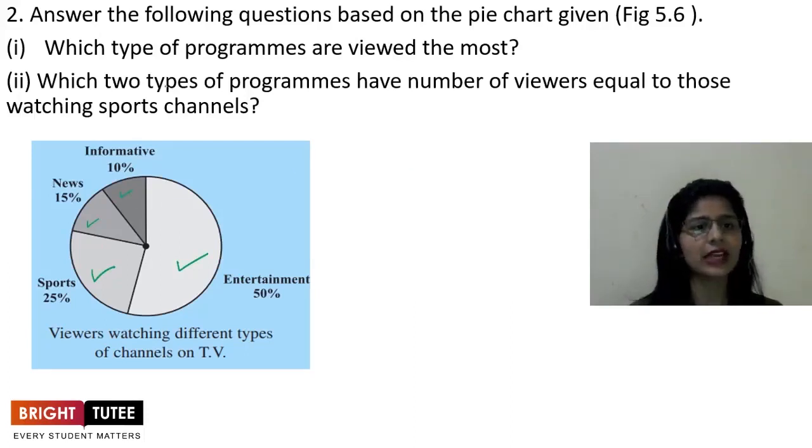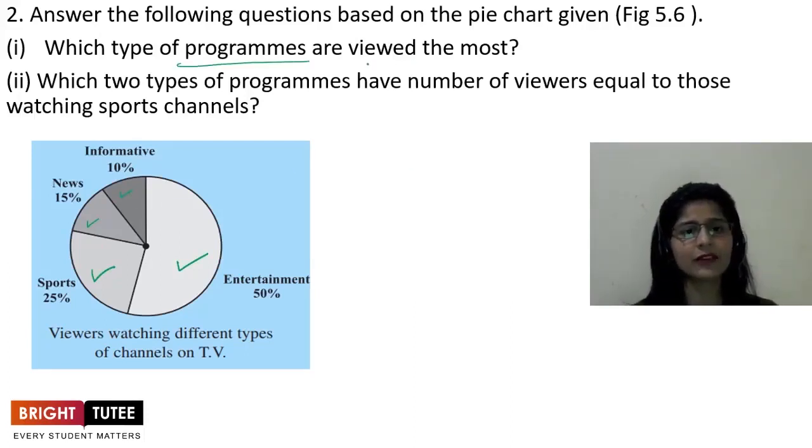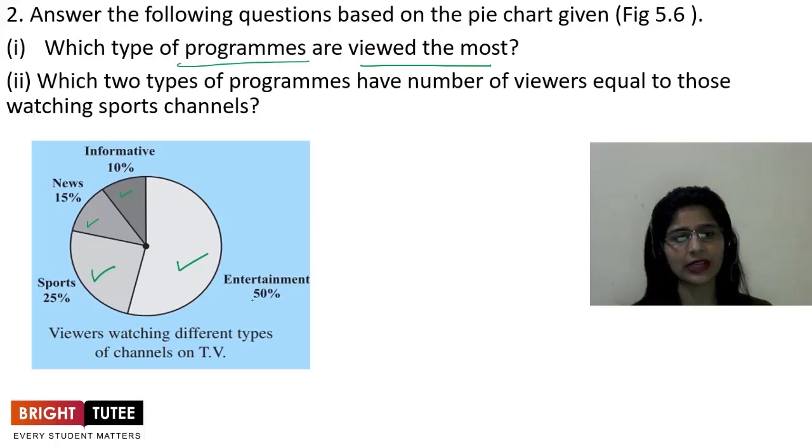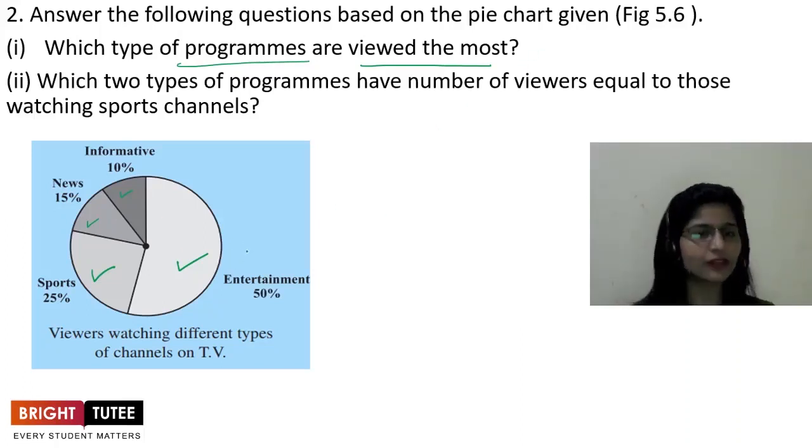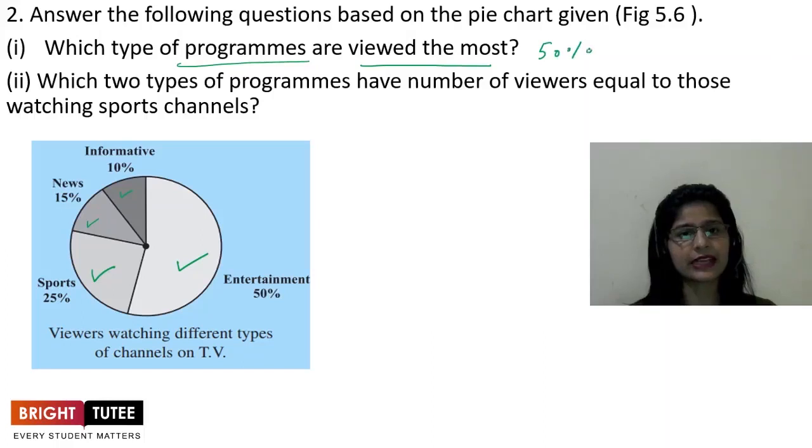So they are now asking which type of programs are viewed the most. Most of the people who are watching the program, it is the entertainment one, right? We see it is 50%, the maximum percentage out of all. And what is the program name? It is entertainment. Clear? So entertainment channels are being mostly watched.